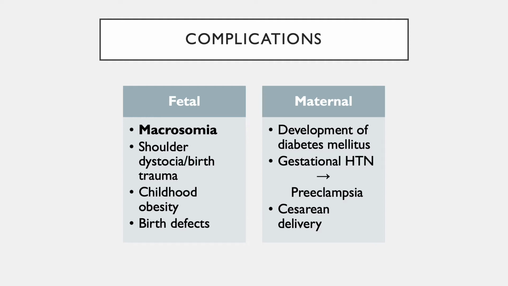We're going to go over shoulder dystocia more on the next slide. But for fetal complications, it also could cause childhood obesity and other birth defects. For maternal complications, there's always the risk that the mom could then develop diabetes mellitus after their pregnancy. Because of that, the mothers are going to be screened for diabetes 6 to 12 weeks postpartum and then every 3 to 5 years. Other complications for the mom include gestational hypertension, which can lead to preeclampsia and eclampsia, and then once again that unplanned and emergent C-section if the mom does get eclampsia.